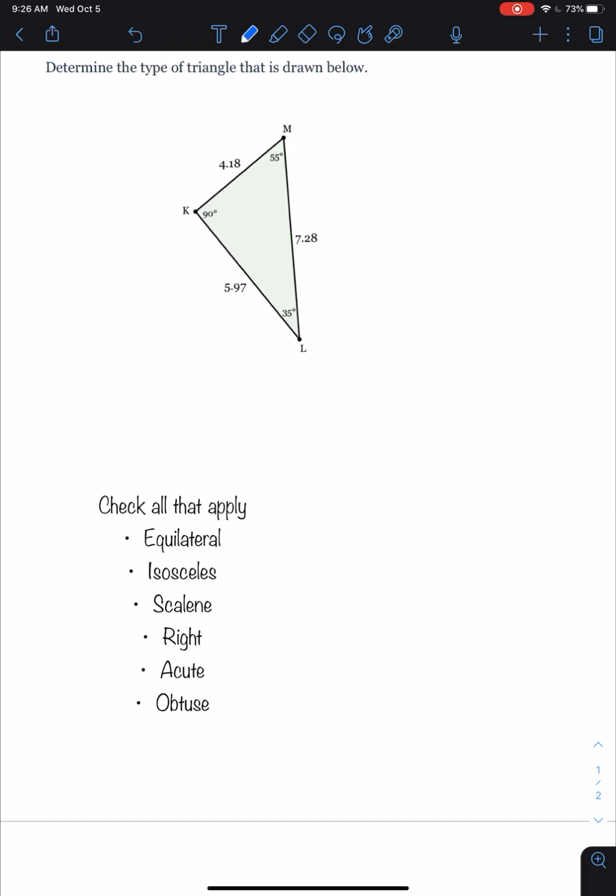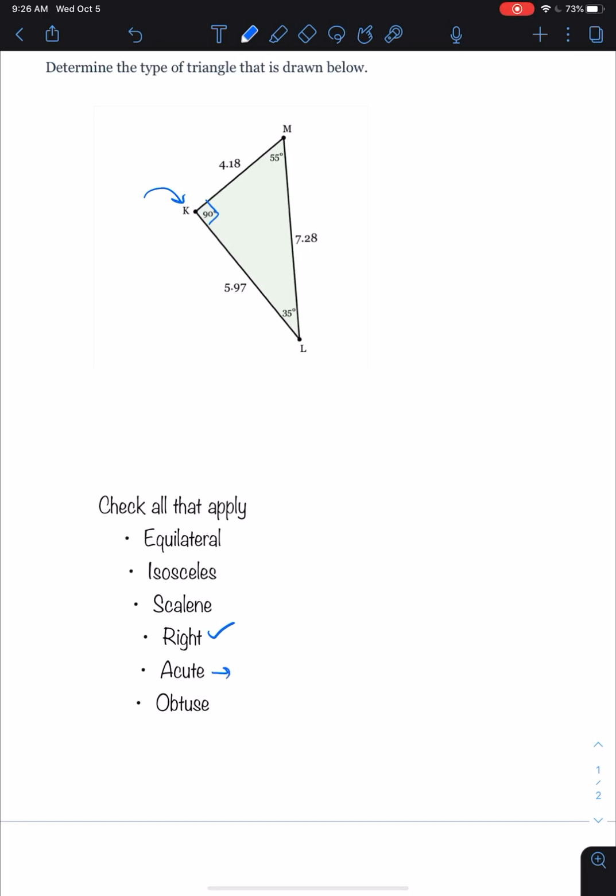triangle has a 90-degree angle here at angle K. I even like to put a box in to remind myself of this. This means that this triangle is classified as a right triangle because it has one right angle. So we would check off right triangle.